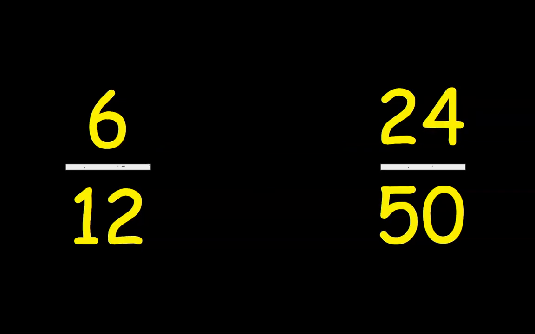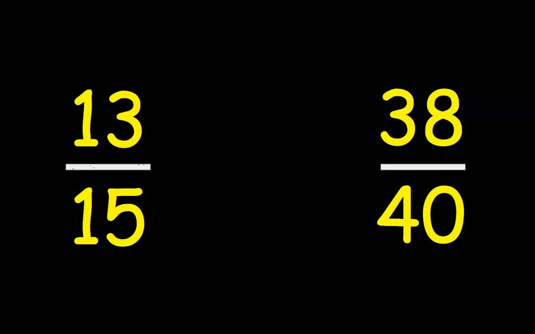6/12, 24/50. Pause, continue when ready. Right, this one should be very obvious. 6/12 is a half. Cut a pizza into 12 equal slices and eat 6, that's half. This pizza was cut into 50. How many would I have to eat to get a half? And the answer is 25. No, I only got 24. So on the left equals a half. On the right is less than a half. So therefore, what is on the right is less than what's on the left.